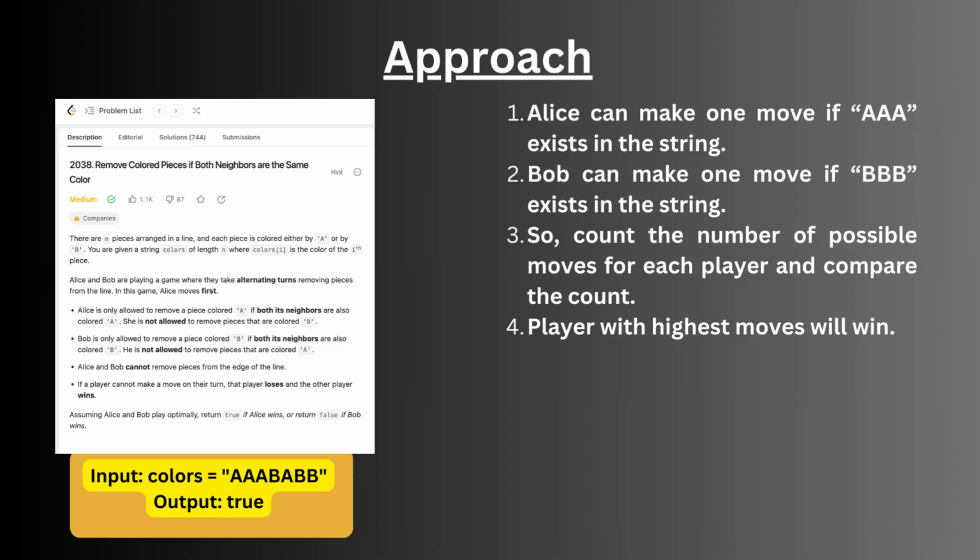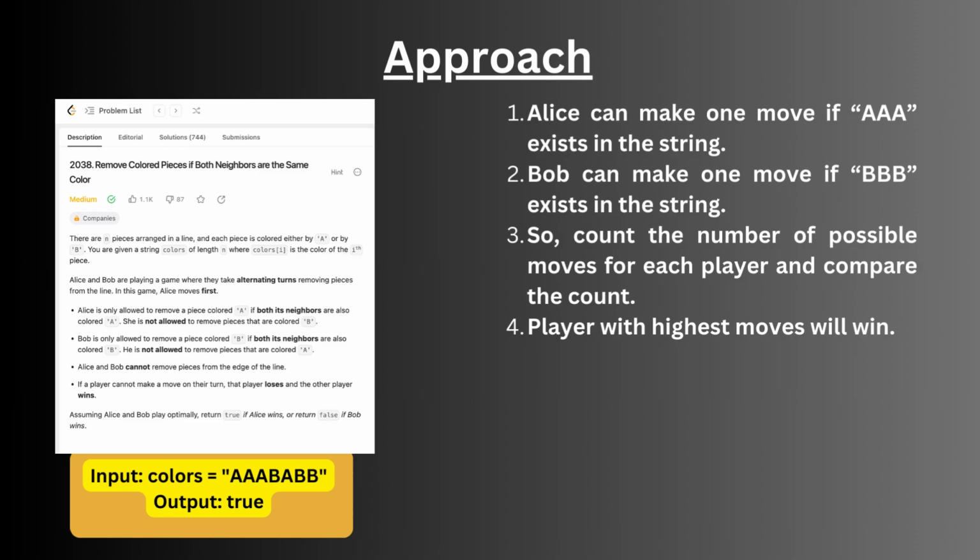Here we are assuming Alice and Bob both play optimally, and we return true if Alice wins, or return false if Bob wins. As an example, in the sample input we see A, B, B. In this scenario, Alice can remove the character A at index 1, and then Bob will not be able to make any moves because we don't see any B with both neighbors as B. So Alice wins and the output is true.